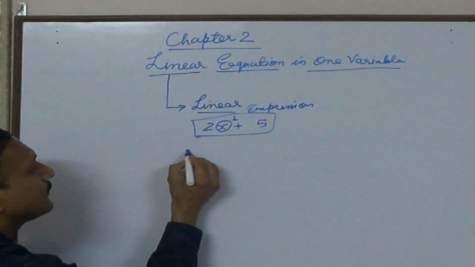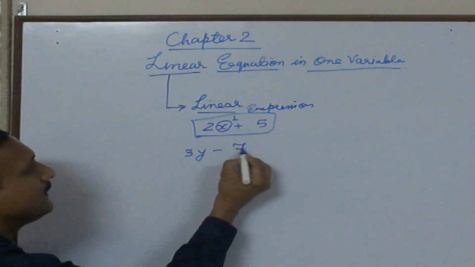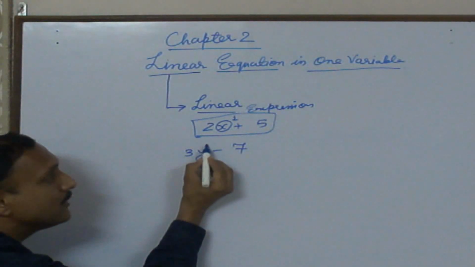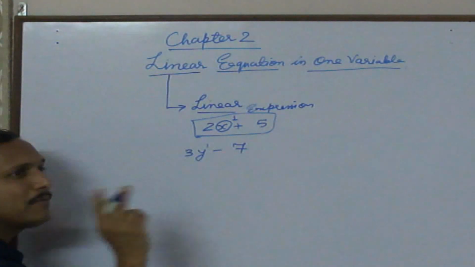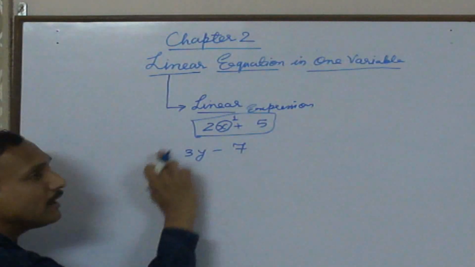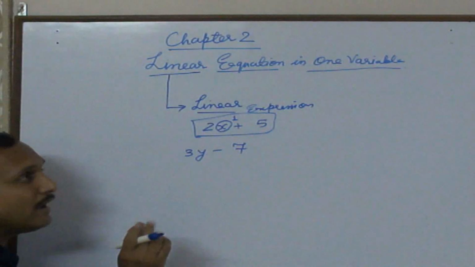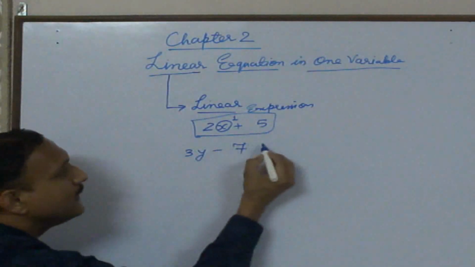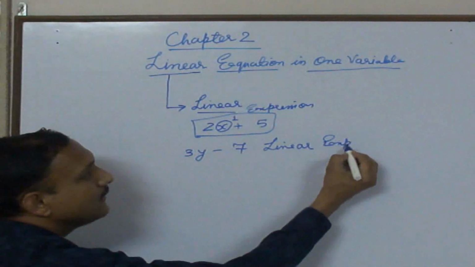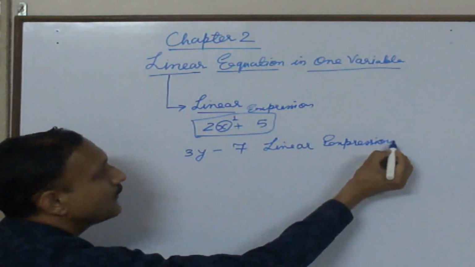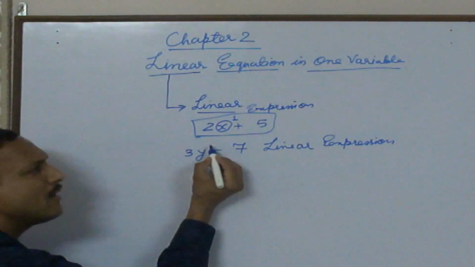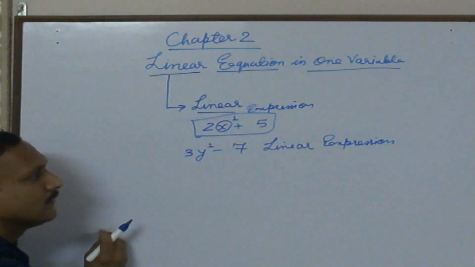One more example, see 3y minus 7. This is one more linear expression. Here the highest power of the variable is 1. No power means one power is there. Then such an expression is called a linear expression. This is a linear expression because the highest power of the variable here is 1, or no power, that also means 1 only.